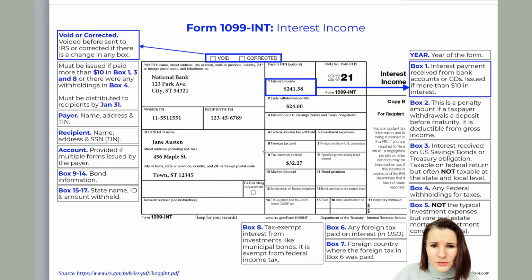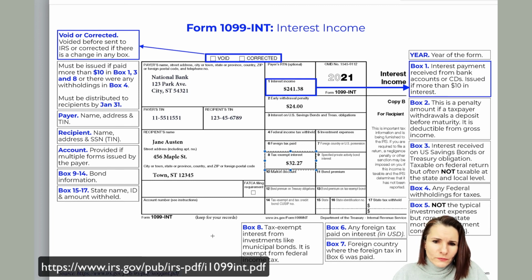Now, box 8 is another important one, and sometimes taxpayers may have some numbers there. These are tax-exempt interest from investments like municipal bonds, and it is exempt from federal income tax. That's great news because we like tax-exempt income. And those are the main ones. There are more specific things underneath, but they're rarely used.